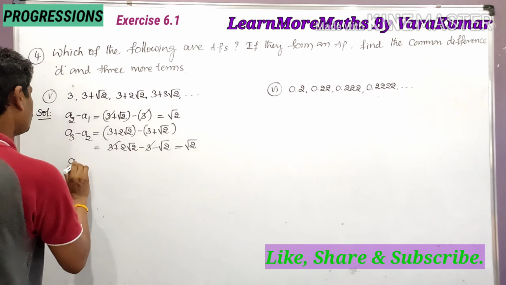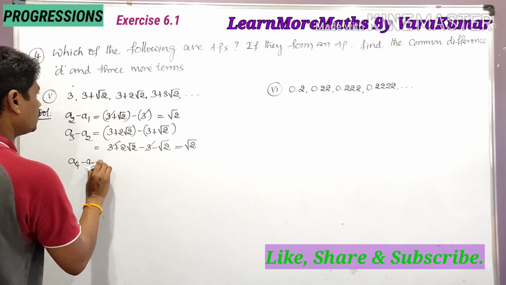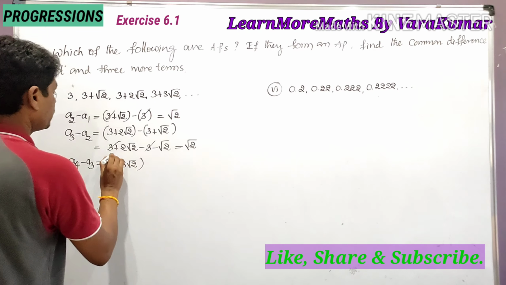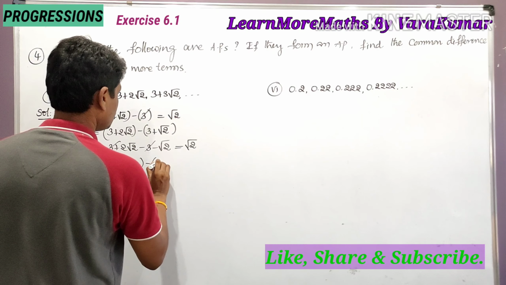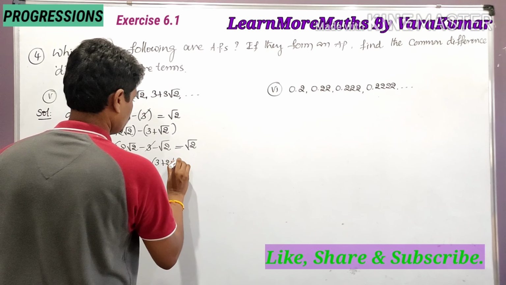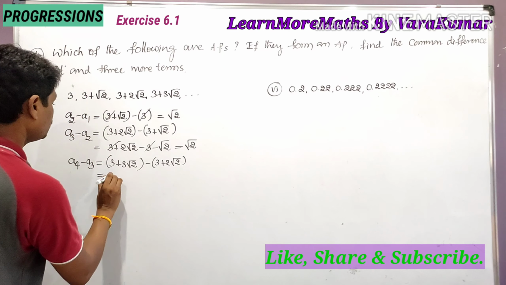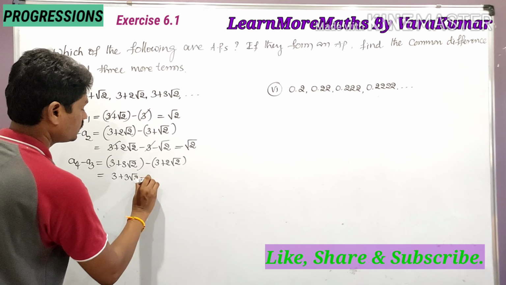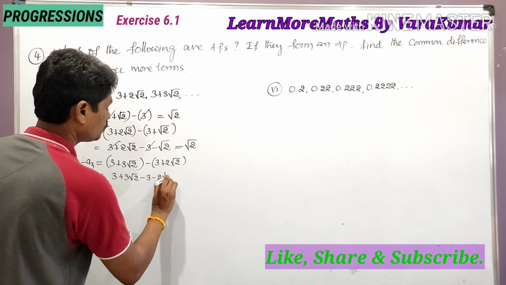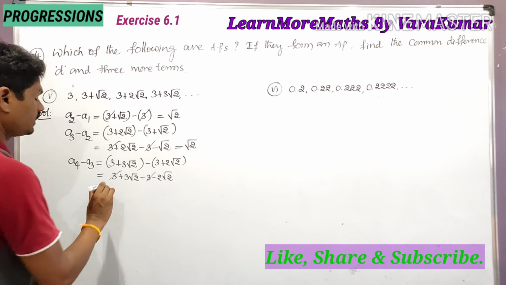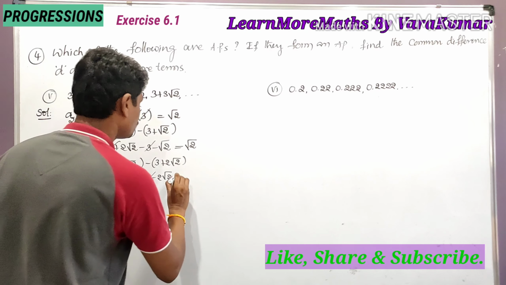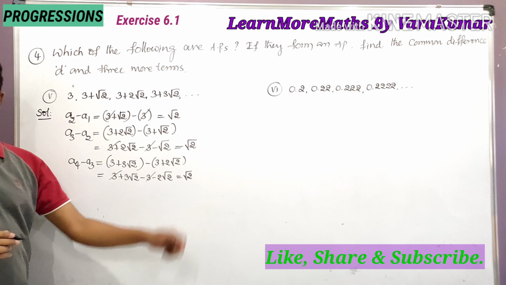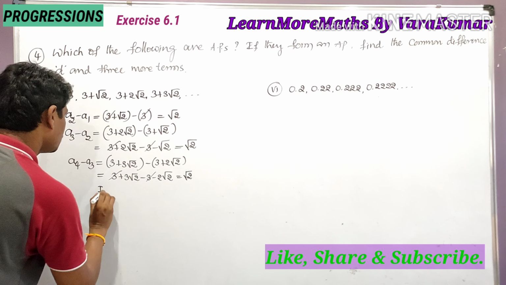So next, A4 minus A3 is equal to. A4 is 3 plus 3 root 2, minus A3, which is 3 plus 2 root 2. So again, by simplifying, it is 3 plus 3 root 2, multiplied by the minus, minus 3 minus 2 root 2. So plus 3 minus 3 gets cancelled. 3 root 2 minus 2 root 2 is root 2 again. So in all the successive terms, the common difference is the same. Therefore, it forms an AP.